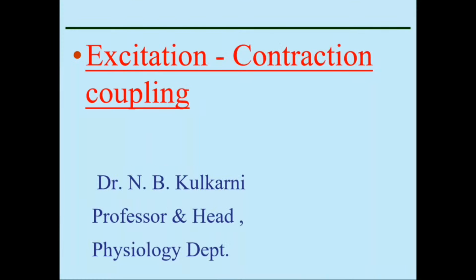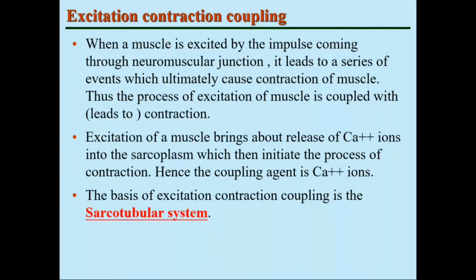Right. We then start with the excitation contraction coupling. Now what is this? When a muscle is excited by the impulse coming through the neuromuscular junction, it leads to a series of events which ultimately cause contraction of the muscle. Thus the process of excitation of muscle is coupled or leads to the process of contraction.